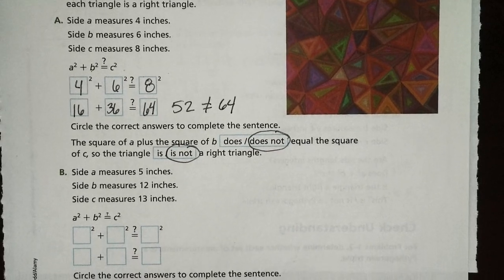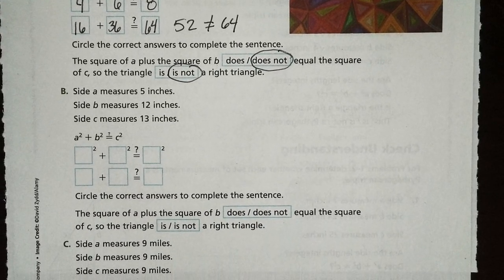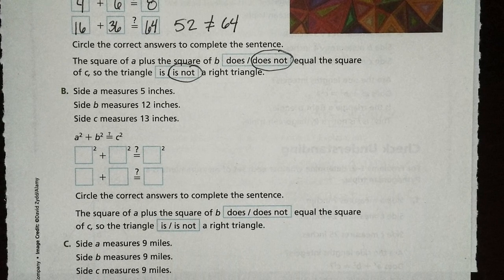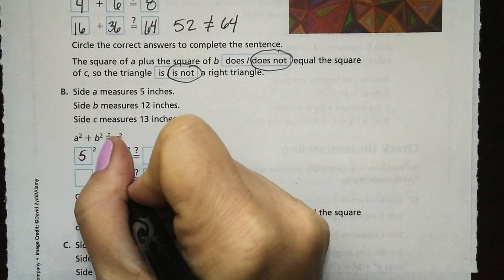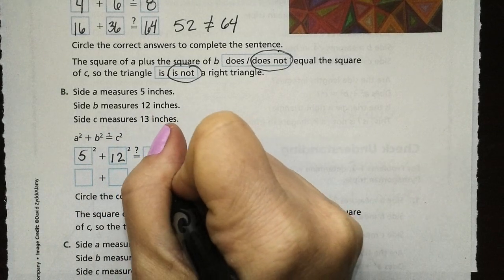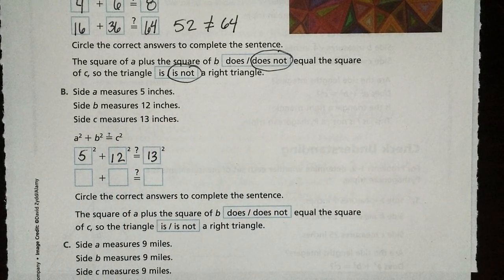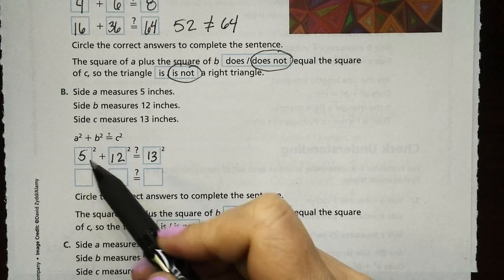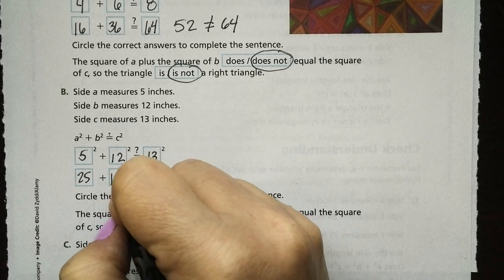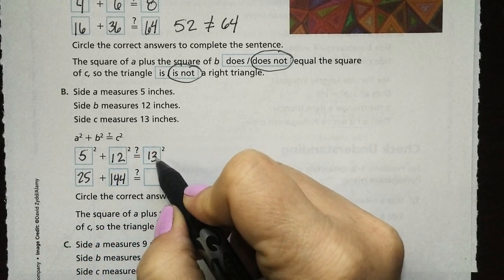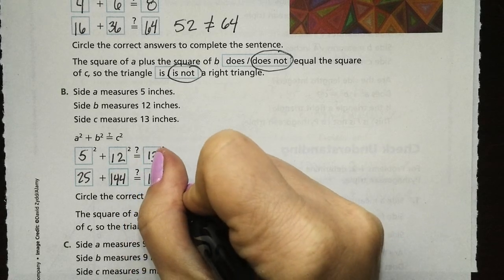All right, let's look at another example. So side A measures 5 inches, side B measures 12 inches, and side C measures 13 inches. So we know this is our hypotenuse because that's the bigger number. We're just going to substitute the values in. So I have 5 for A, 12 for B, and 13 for C. And then we're just simply going to square them. So 5 squared is 25. 12 squared, 12 times 12, is 144. 13 squared, 13 times 13, is 169.